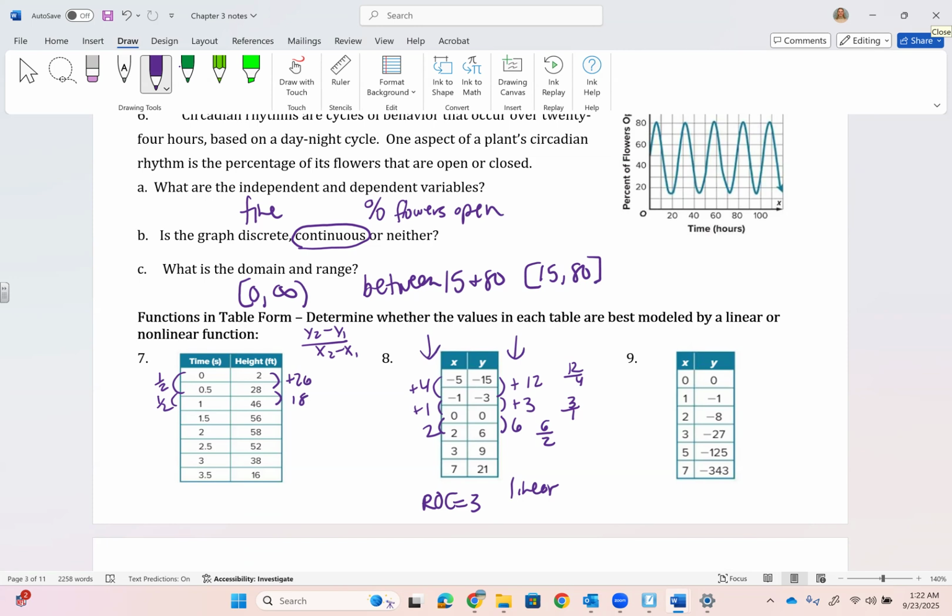So let's check this one. This one says plus 7, this one plus 1, and this one still plus 1, but no, this is different. So this would be not linear, because it doesn't have the same rate of change from change of y over change of x.